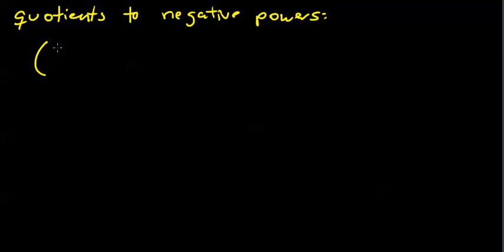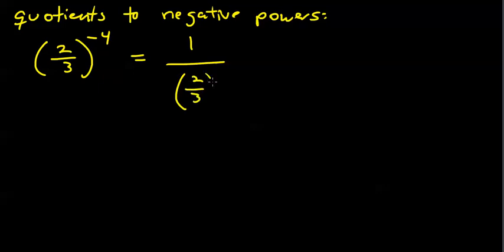Let's say I've got 2/3 raised to the minus 4 power. By definition, that is equivalent to 1 over 2/3 to the 4th power. And that denominator expression is equivalent to 2 to the 4th power over 3 to the 4th power. I can distribute an exponent over a quotient, as covered in part 1.